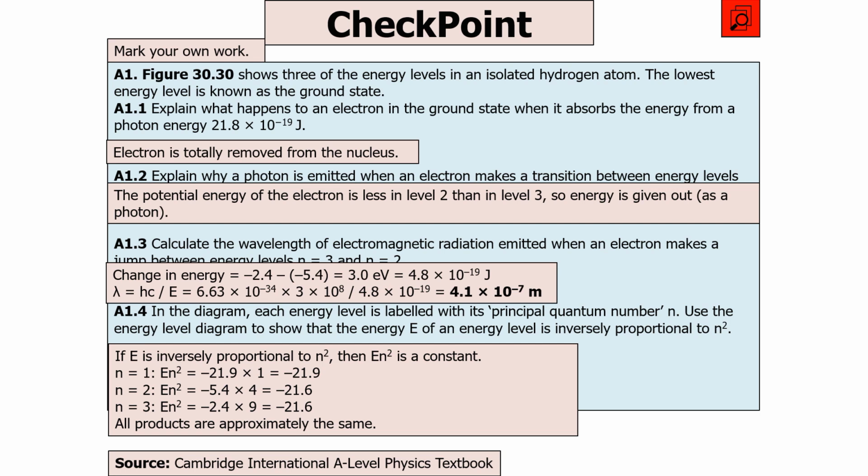And then this next one is just about the idea of inverse proportionality. If E is directly proportional to 1 over n squared, then E n squared equals a constant. So for each energy level, do E times n squared. They all come out at approximately the same value, minus 21.6, proving that they're inversely proportional.